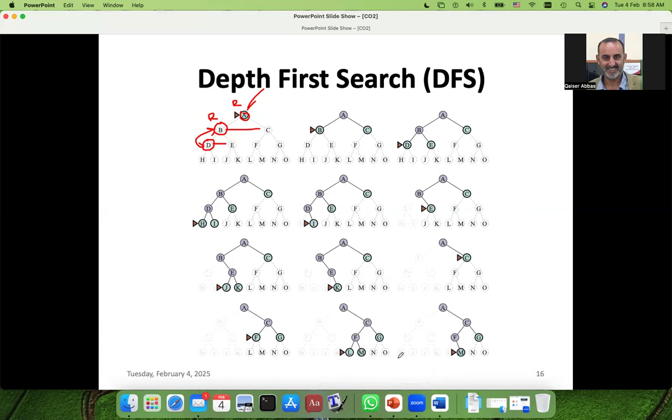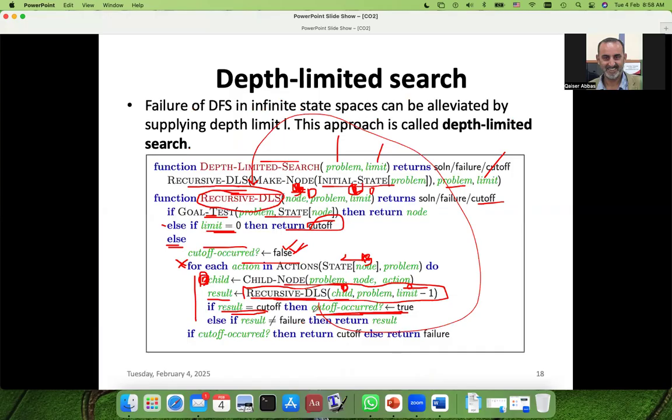So now, here, if result is equal to cutoff, yes, it is cutoff, because what is the value in the result? Cutoff. Then cutoff occurred is true. Then you are changing the value of this variable, which is true. Else if will not execute, because it is connected with this if.